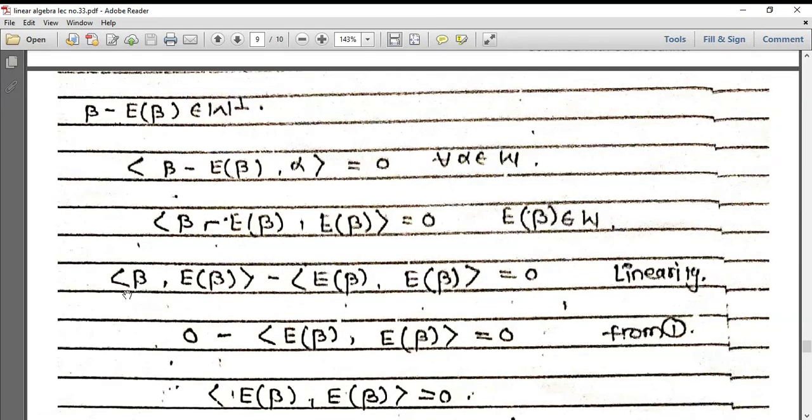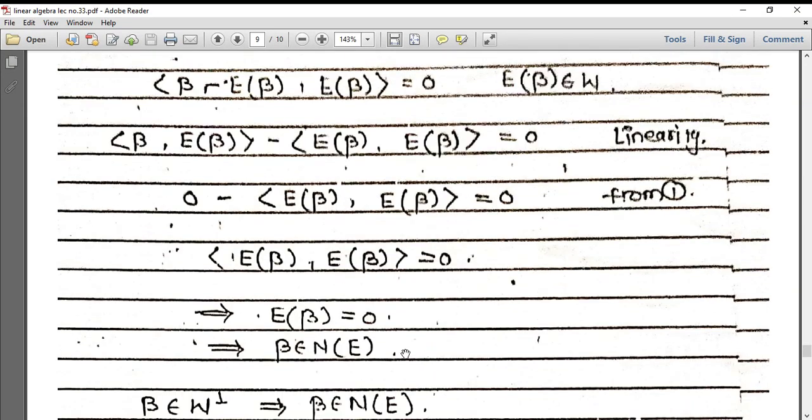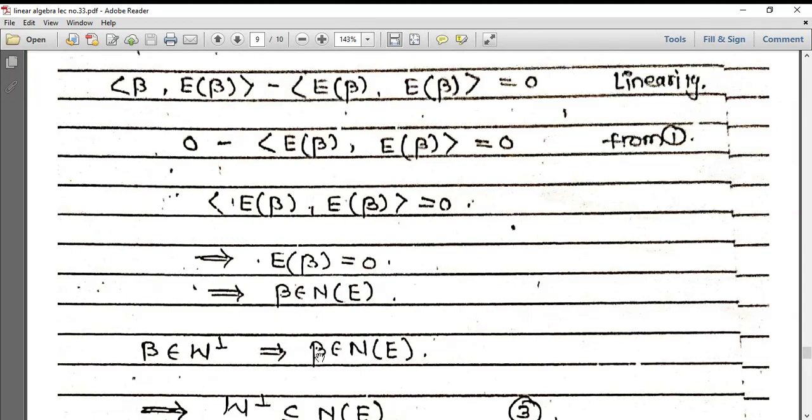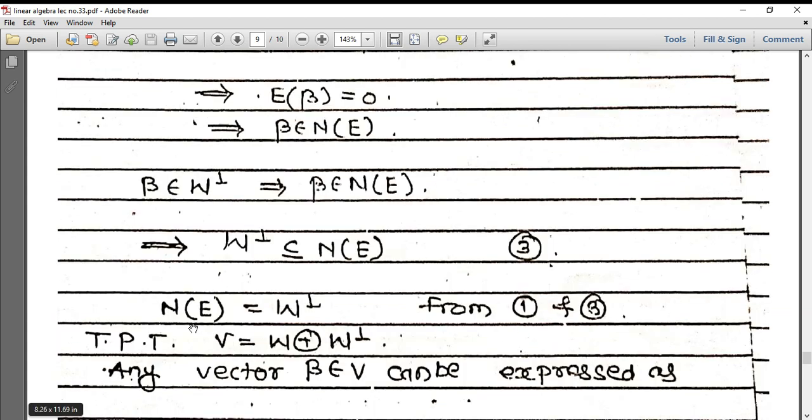Okay. So the inner product of beta and E of beta minus the inner product of E of beta and E of beta is equal to 0, by the linearity property. But the first term is 0, so minus the inner product of E of beta and E of beta becomes 0. So it implies that the inner product of E of beta and E of beta is 0, which by the second property, the non-negativity property, implies that E of beta must be 0 by the property of inner product space. Hence, beta belongs to the nullity of E. So we took beta from W perp, and now beta goes in the nullity of E. Hence, W perp is a subset of N of E. Give it as equation number 3. Hence, the nullity of E is equal to W perp, from 1 and 3.